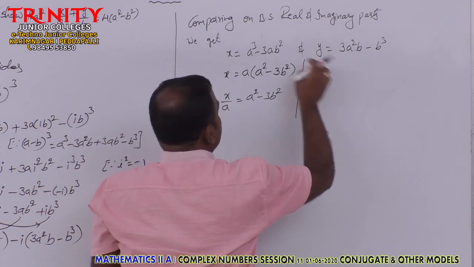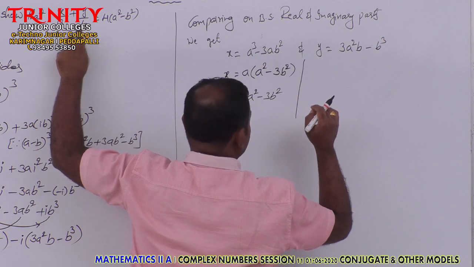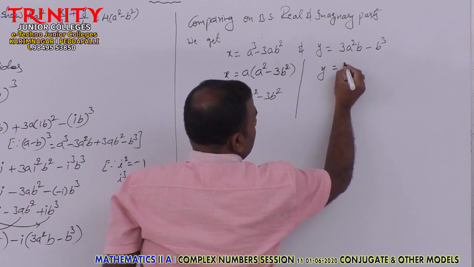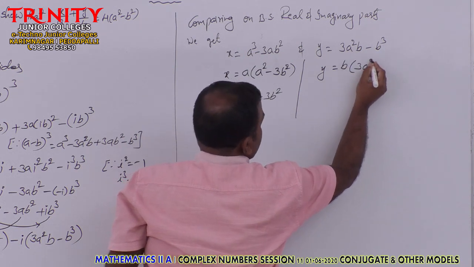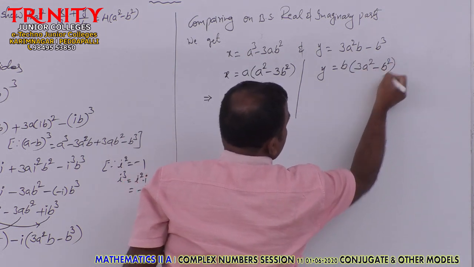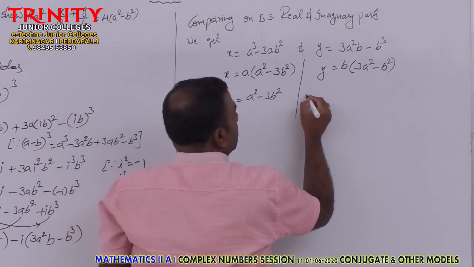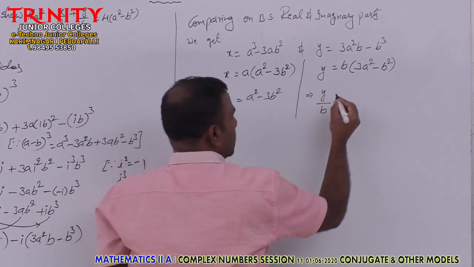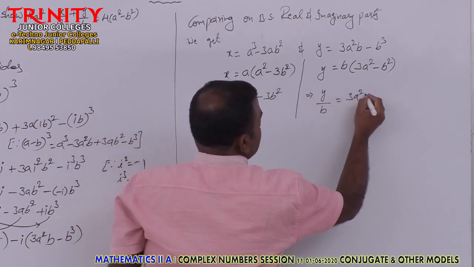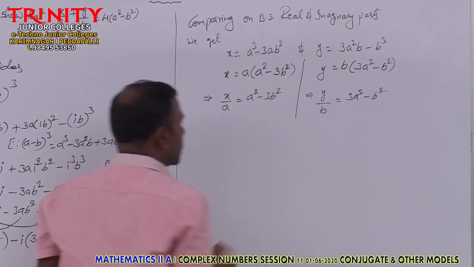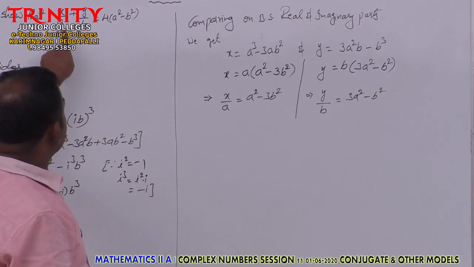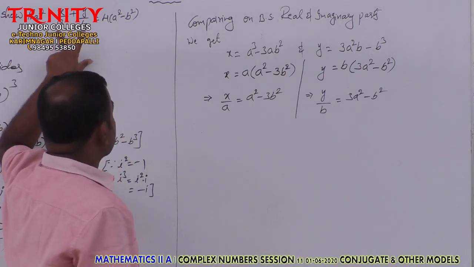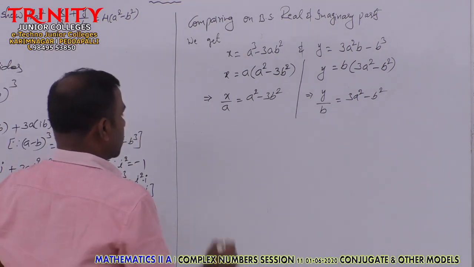Similarly, now create y by b. Therefore, y is equal to, from these two, take b as common, 3a square minus b square. If we take b to the left side denominator, y by b is equal to 3a square minus b square. Now we got the value of x by a, and we got the value of y by b.